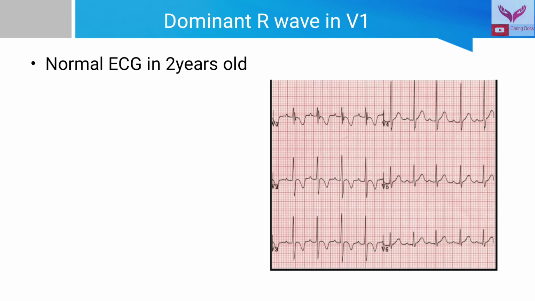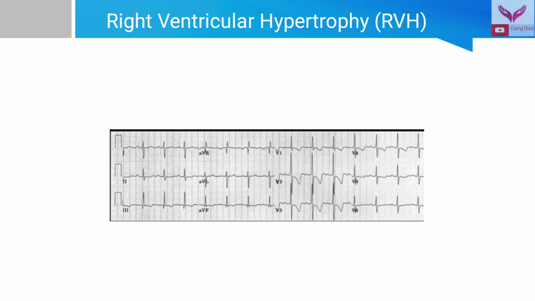Here we can see the ECG of a 2 years old child, and this is a normal ECG with dominant R wave in V1. Similarly, here this ECG is showing right ventricular hypertrophy. We can see dominant R wave in V1.